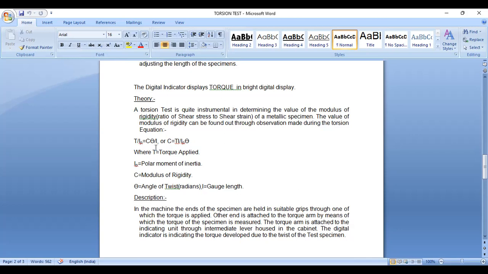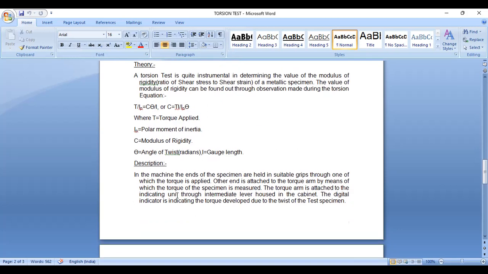The torsion equation is T/IP = C·theta/L, or C = T·L/(IP·theta), where T is the torque applied, IP is the polar moment of inertia, C is the modulus of rigidity, and theta is the angle of twist over the gauge length.